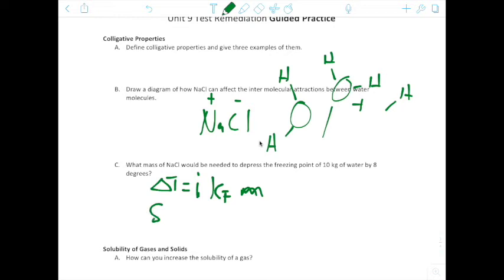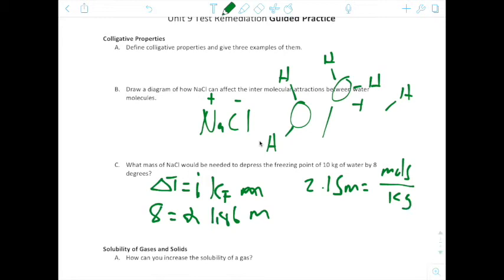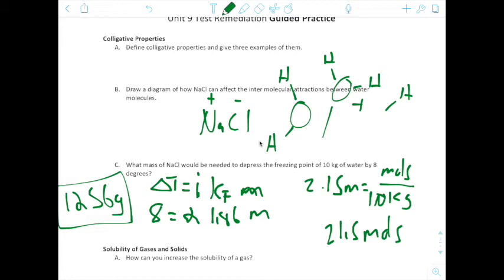So we want to depress this by 8 degrees. Since it's sodium chloride, it's going to break up into a sodium ion and a chloride ion, so it's 2 ions. And our Kf value for water is 1.86. Solving for molality, we get a molality of 2.15. Well, molality is moles over kilograms. We have 10 kilograms of water, so 10 times 2.15 gives us 21.5 moles of solute that needs to be added to that water. Then we take that 21.5 moles, multiply it by the molar mass of sodium chloride, and we get 1,256 grams of sodium chloride that needs to be added.